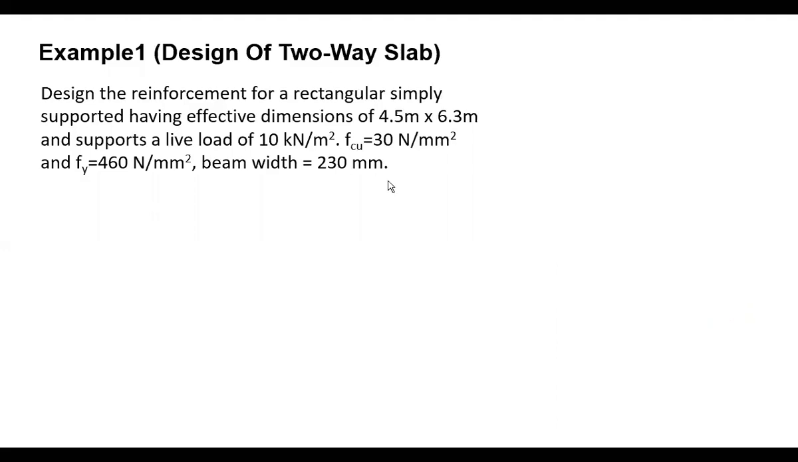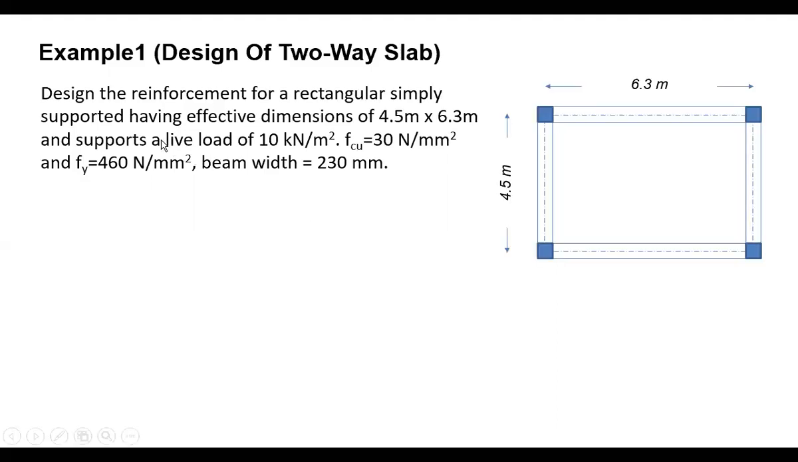Okay, and in this example number one, it is required to design the reinforcement for rectangular simply supported slabs having effective dimensions of 4.5 times 6.3. So it is a simply supported slab with a short span of 4.5 meters and a long span of 6.3 meters. The live load here, we used a high live load, which is 10 kilonewton per meter square, the concrete compressive strength is 30 megapascal, F yield is 460, and we used a beam width of 230 millimeter. So how to start solving this one and to find the reinforcement, making all required checks?